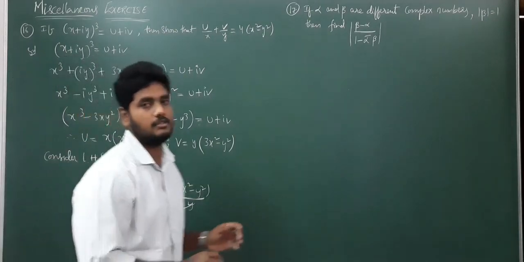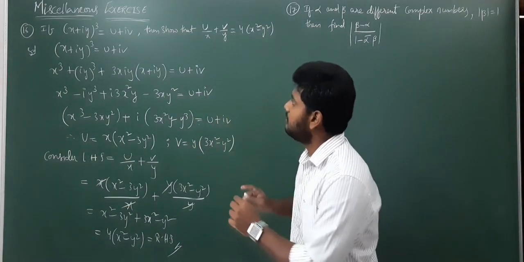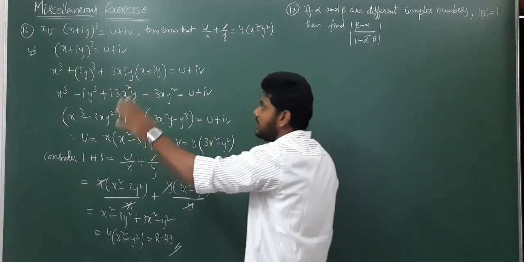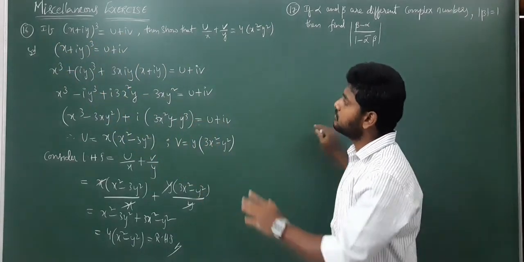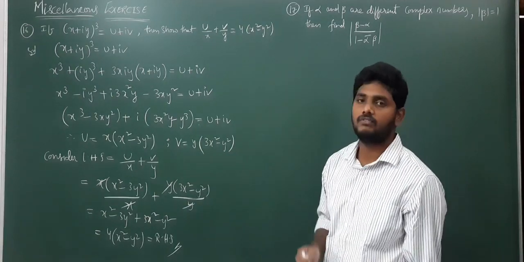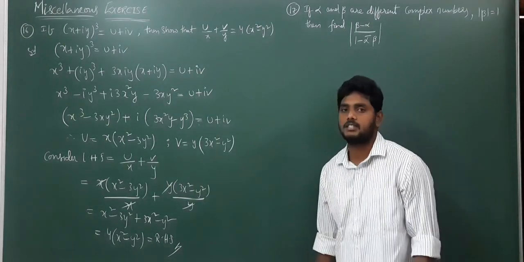See, these are all very easy problems, guys. What you need to keep in your mind is that to find u and v values, we need to convert the LHS part in terms of the u plus iv form again. Then you will get u and v values, which you need to substitute here. Then finally, definitely you will get the required RHS. So this is about question number 16.